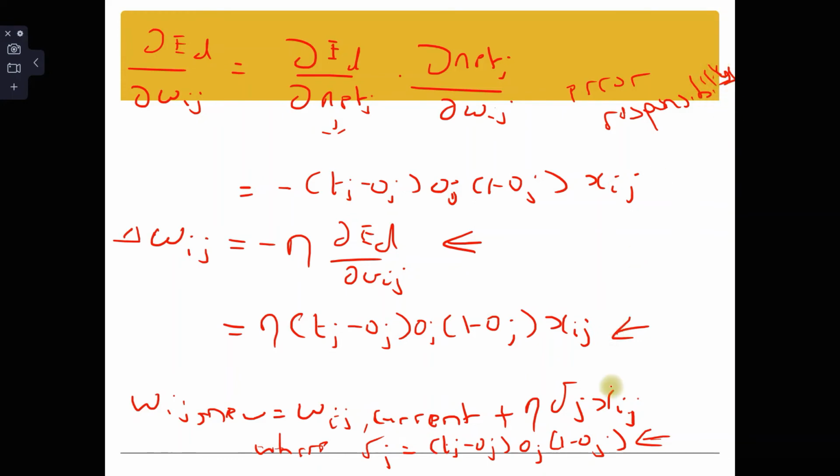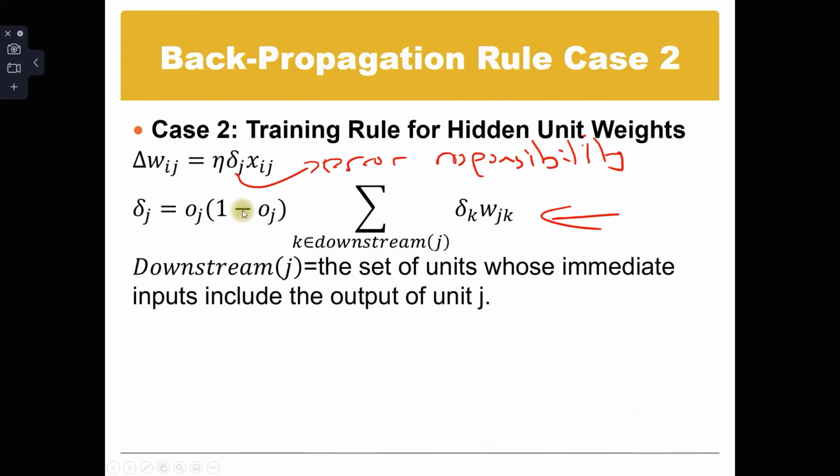You will need to compute that error responsibility for each node if you have different output nodes. Like in the example we took earlier, there was only one output node, so you will have only one error responsibility that you will need to compute for the output node. But of course, as I said to you, this is just for the output nodes. You have the same thing that goes for the hidden nodes. In our example here, you will need to compute the error responsibility for node A and for node B, because you have two hidden nodes.